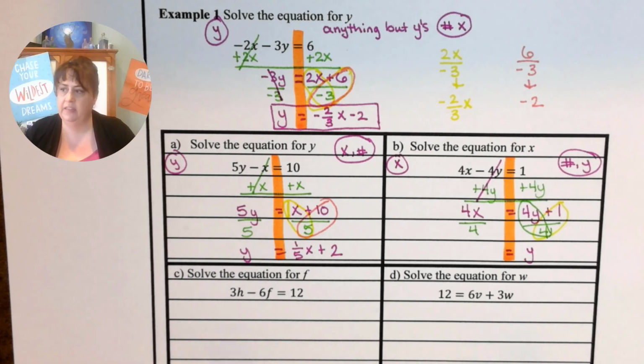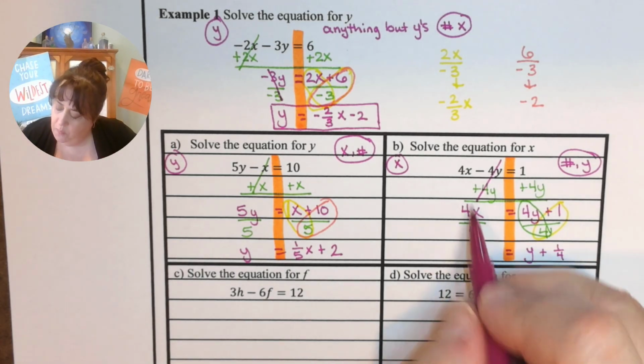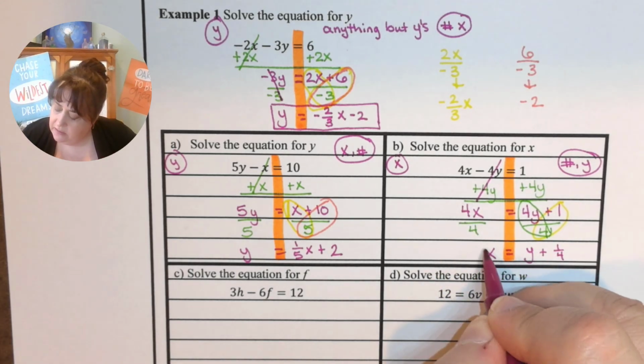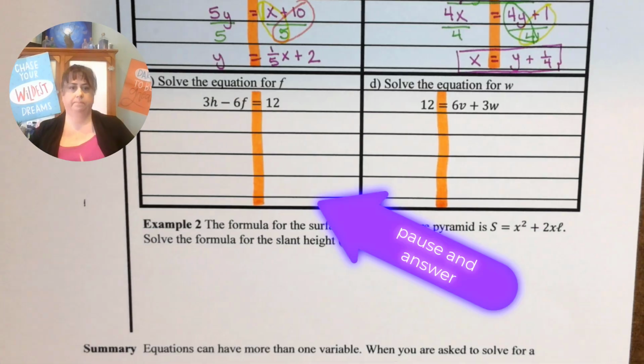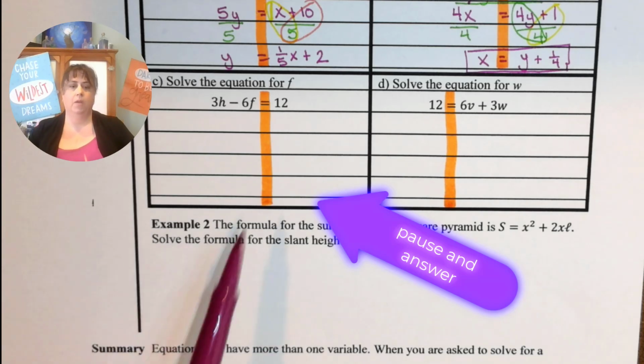I'm not going to try anything special. And then 4 over 4 is just 1, so this is x. It's okay that we have fractions. Fractions are okay. You try that one.